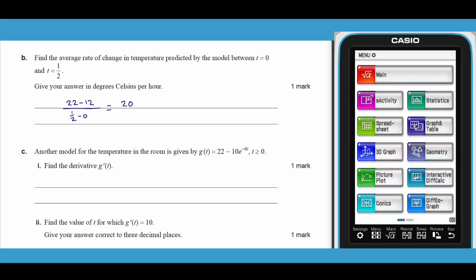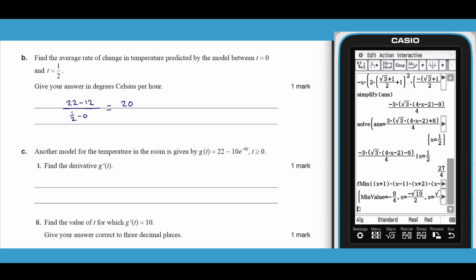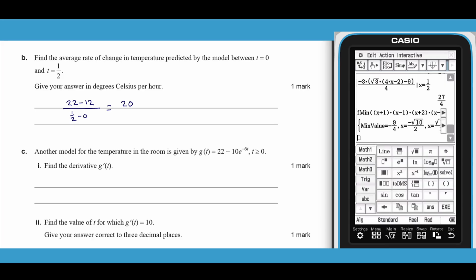In Part C, we move to a different model for the temperature of the room, which we are asked to differentiate in Part 1. As the function is a relatively simple one, this derivative can be found with or without a ClassPad. I'm going to use the main app of my ClassPad so that I have access to g of t and g dash t for the remainder of the question. For my ClassPad calculations, I'm going to use x in place of t for ease and speed of entry.